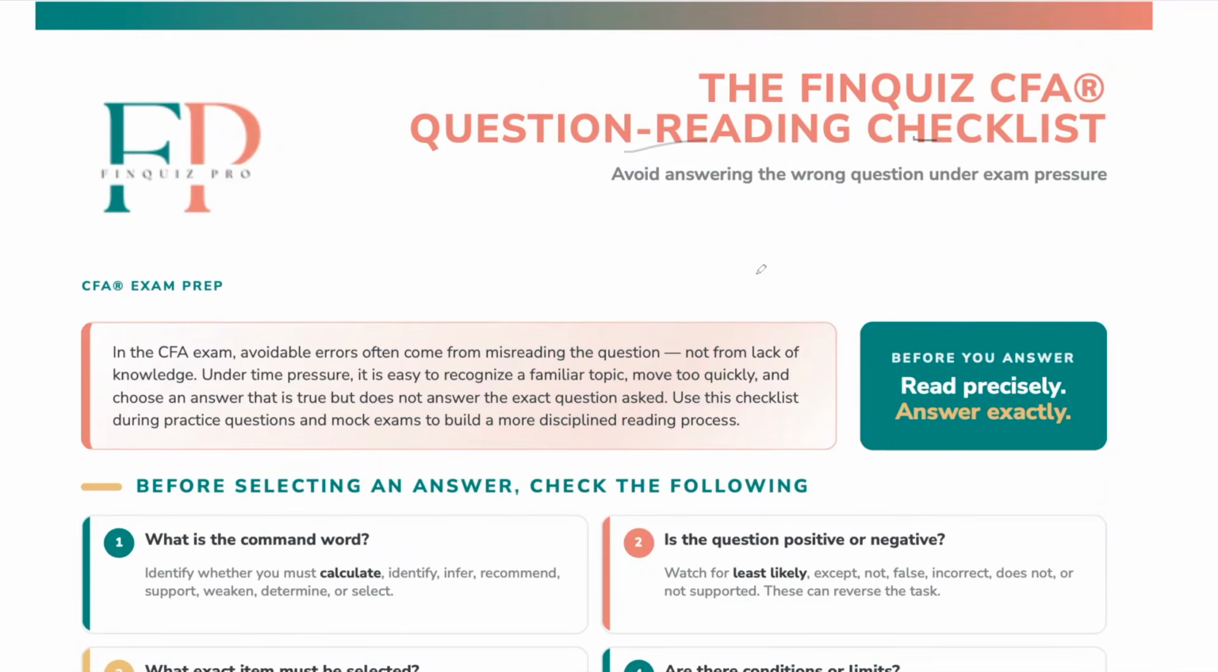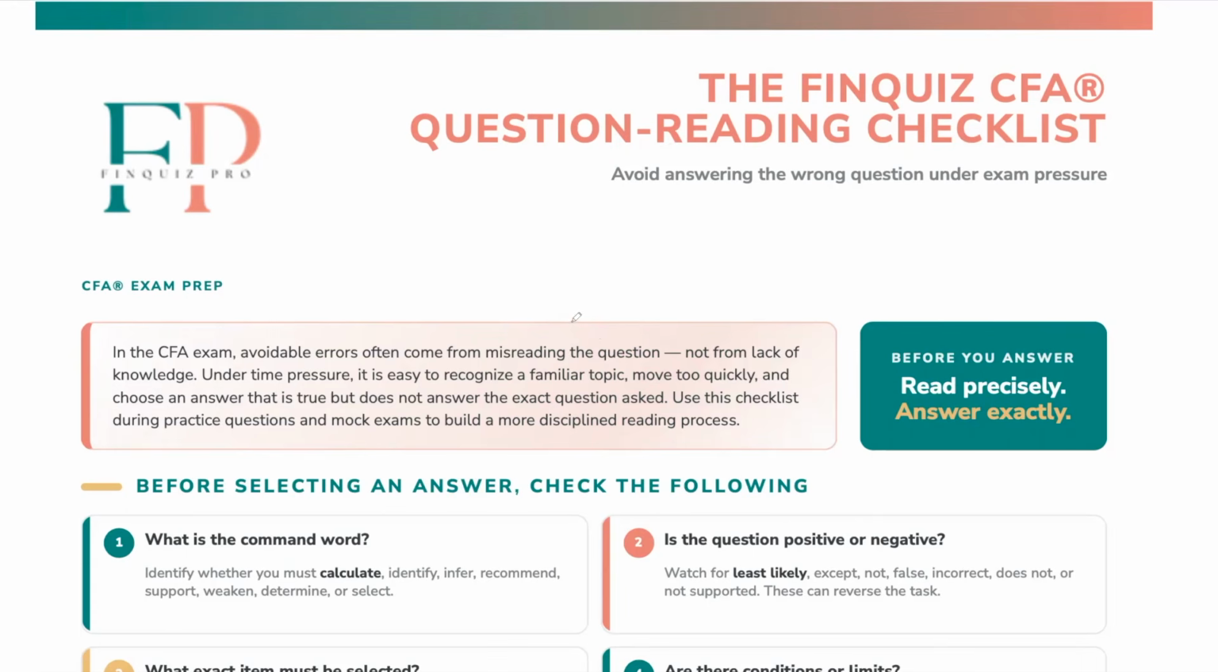And I know that sounds too basic, right? You might be thinking, come on, I know how to read. Of course you do. But under CFA exam pressure, when the clock is moving, your brain is tired, and you see a topic you recognize, something funny happens. You don't always read the actual question. You read the question you expected to see. And that is where marks disappear.